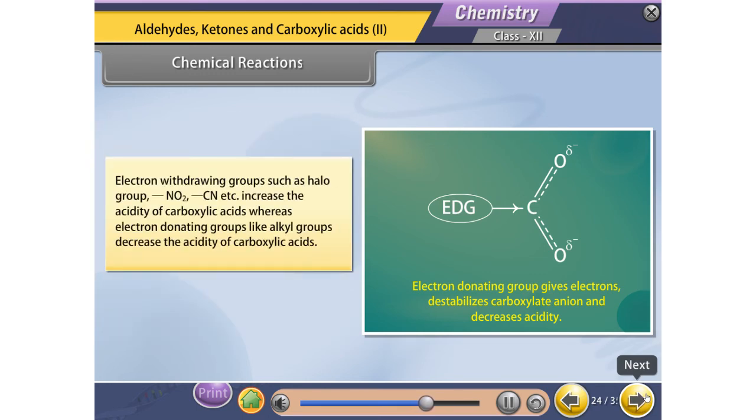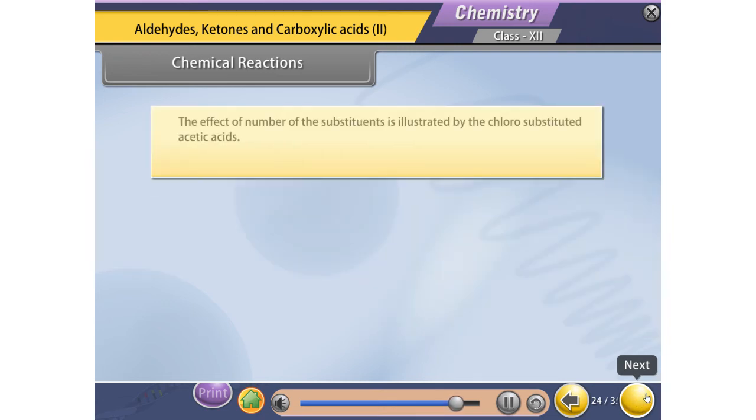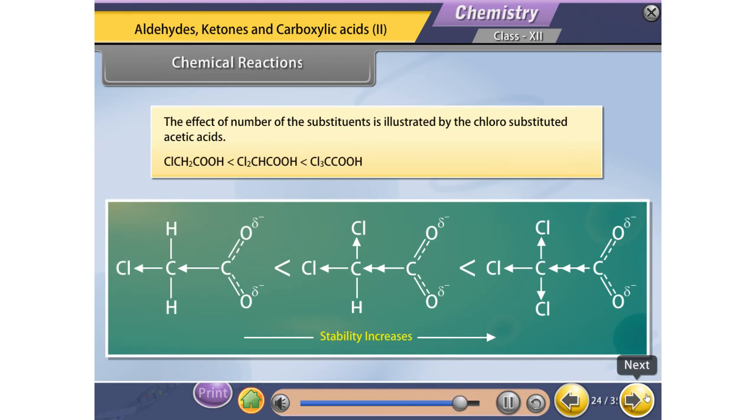Electron withdrawing groups such as halo group, NO2, CN, etc. increase the acidity of carboxylic acids, whereas electron donating groups like alkyl groups decrease the acidity of carboxylic acids. The effect of number of the substituents is illustrated by the chloro-substituted acetic acids.